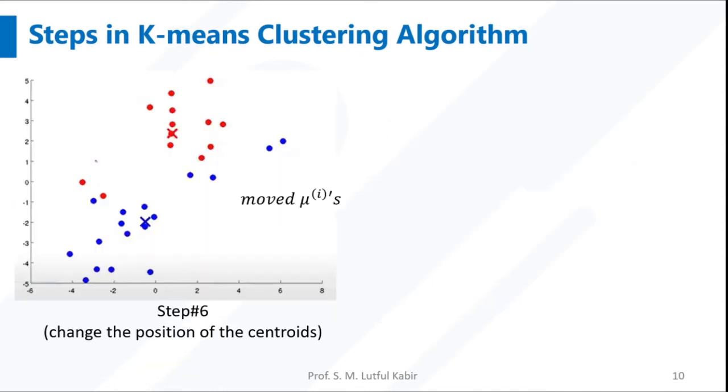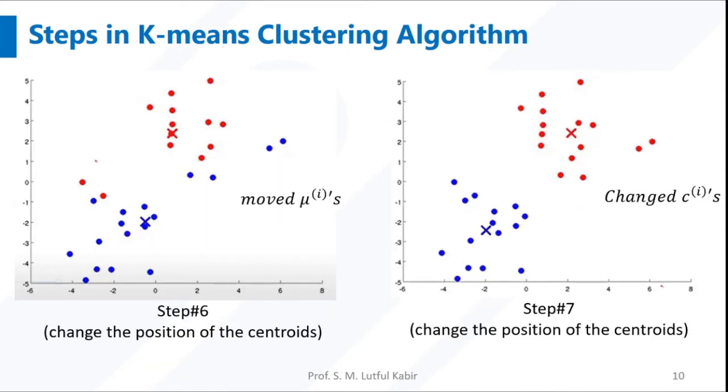Following this step, you have to again change the association. You can see these two red marked data points were associated with the red centroid. Now it has changed Ci. Ci means the association. Association changed to blue. Similarly, previously these four blue points have now been changed to red points. Why? Because the distance of these points is now closer to the red center.